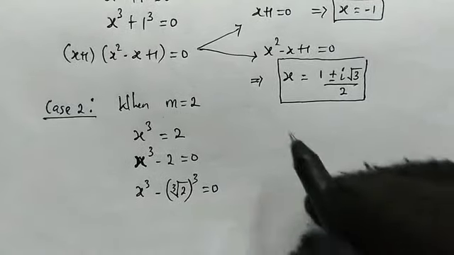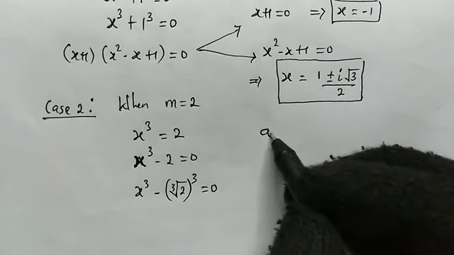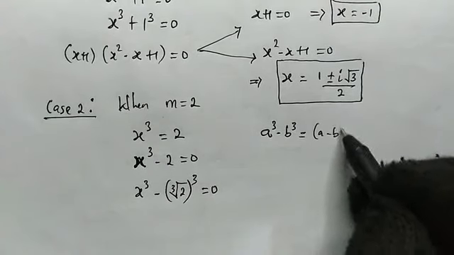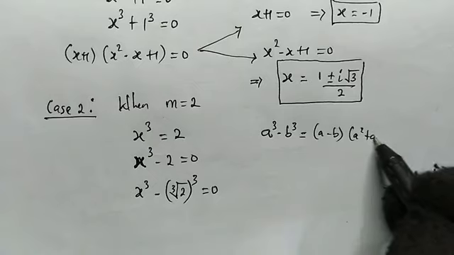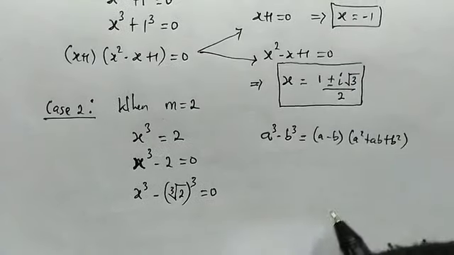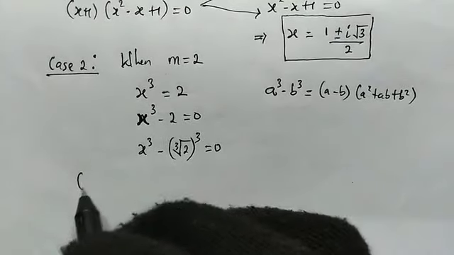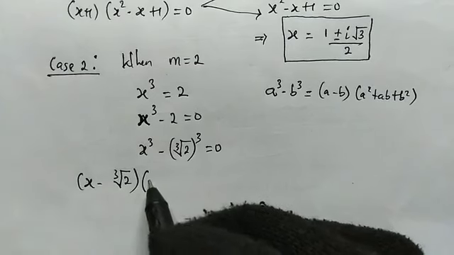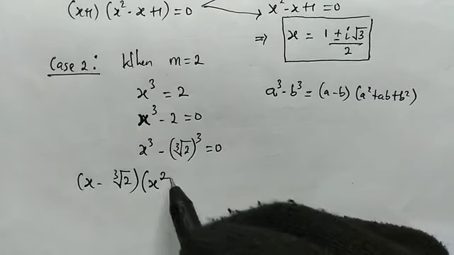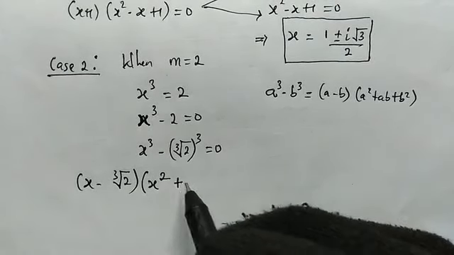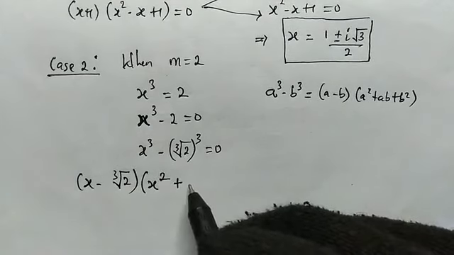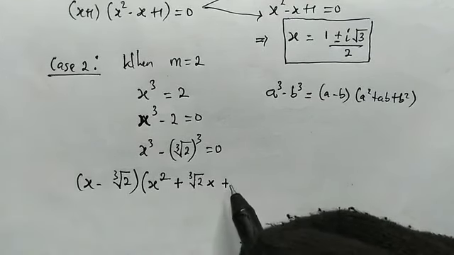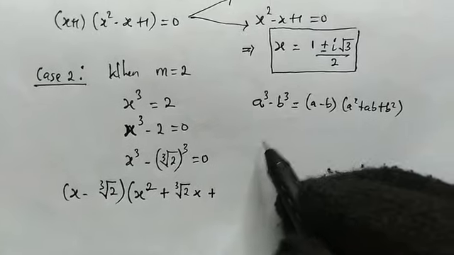Now here, let us recall the difference of two cubes formula. A cubed minus b cubed is equal to a minus b multiplied by a squared plus ab plus b squared. So from here, this will become x minus cube root of 2 multiplied by x squared, then plus cube root of 2 times x will give us cube root of 2x, then plus cube root of 2 squared. Let us take note of this.